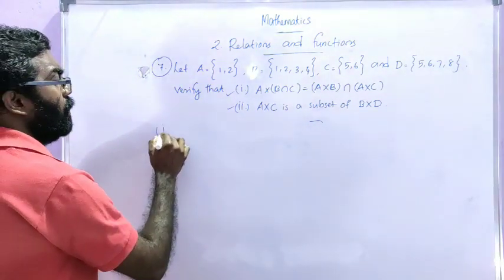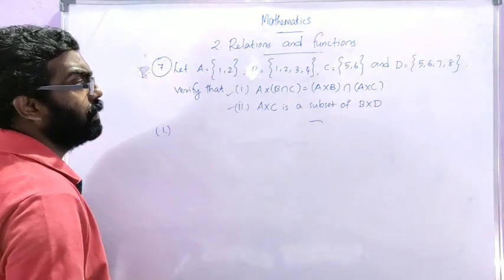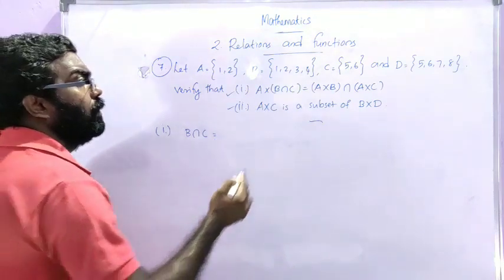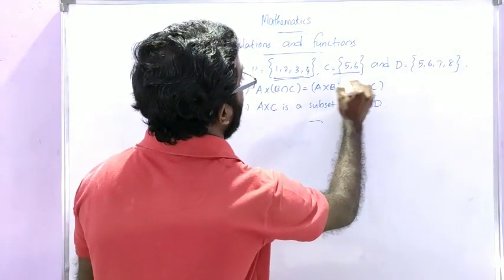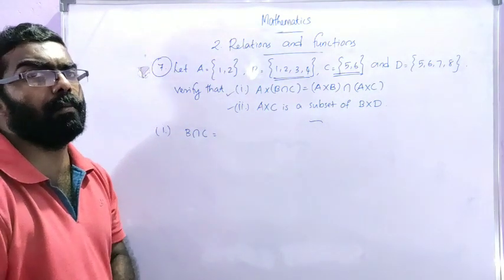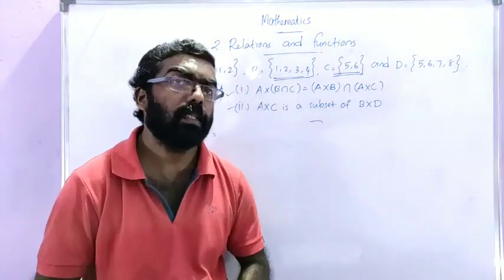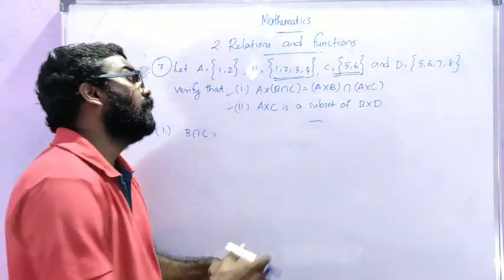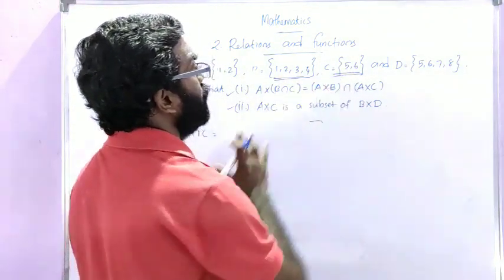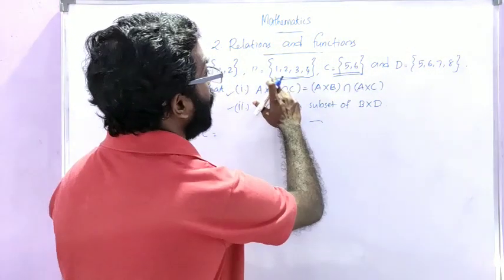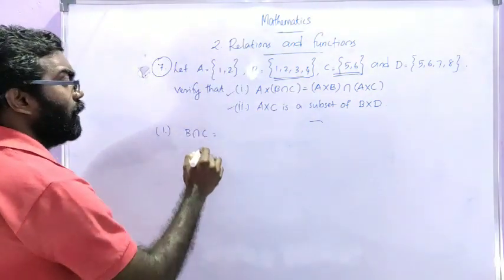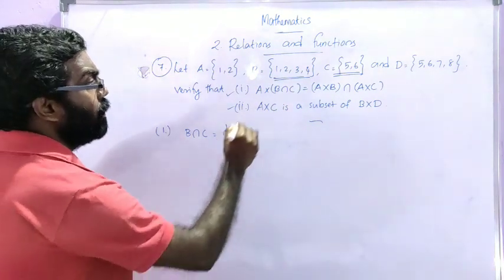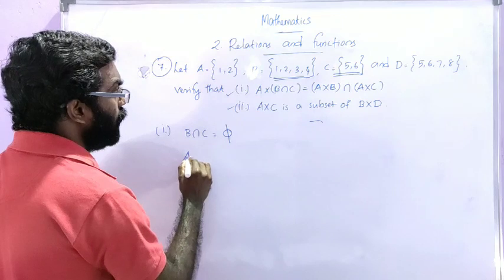We can check it one by one. First one is A × (B ∩ C). First of all, we can find B ∩ C, which is equal to, consider the sets B and C and check whether there is any common element. Intersection means the set of all elements which belong to both the sets, or the common elements. Clearly you can identify that here there are no common elements in B and C. So we can write B ∩ C is equal to the null set. Clear?